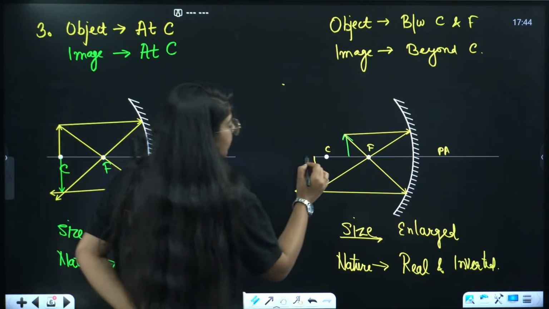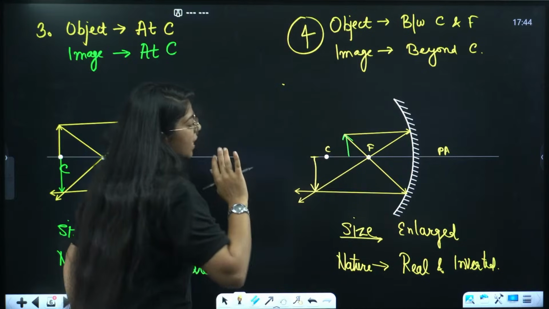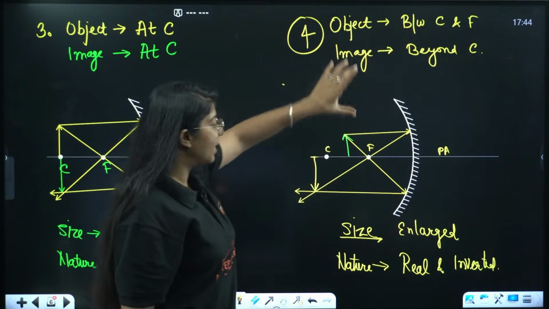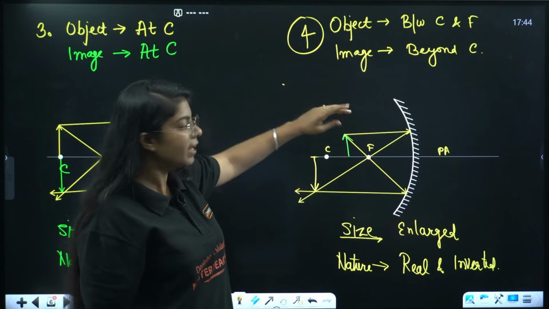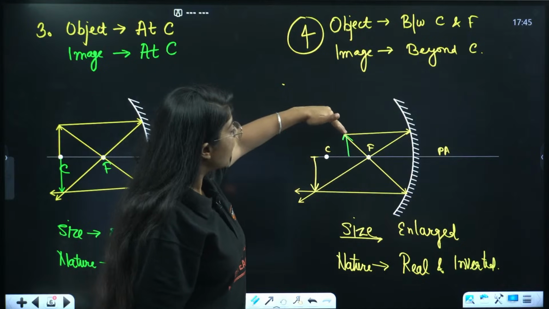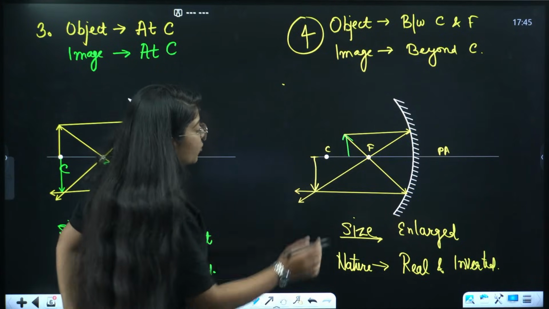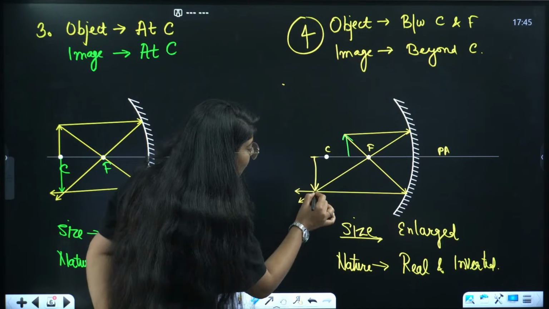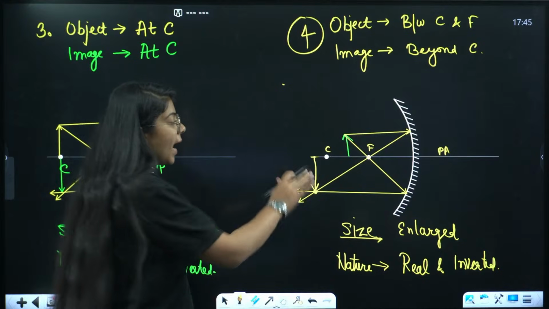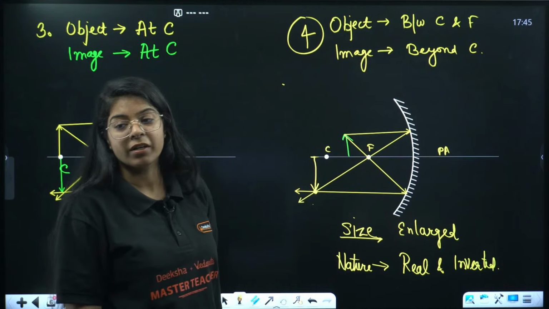Now, fourth case is also done. Anyone has any doubt in fourth case? The object was between C and F, clearly between C and F. One ray goes parallel, passes through focus. Another ray passes through focus, goes parallel to principal axis, and those two rays meet at a point which is beyond center of curvature, and since it is below the principal axis, it is real and inverted.